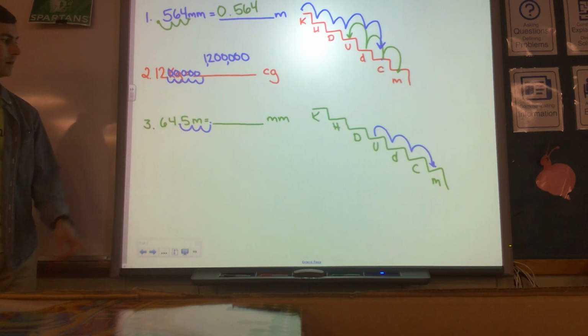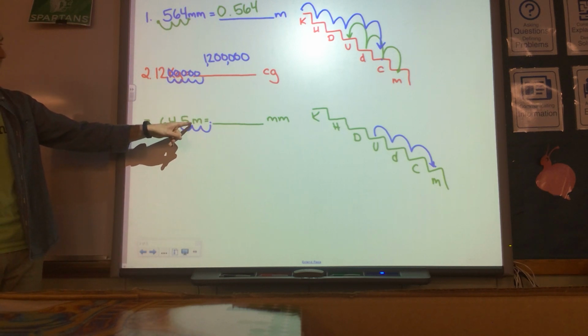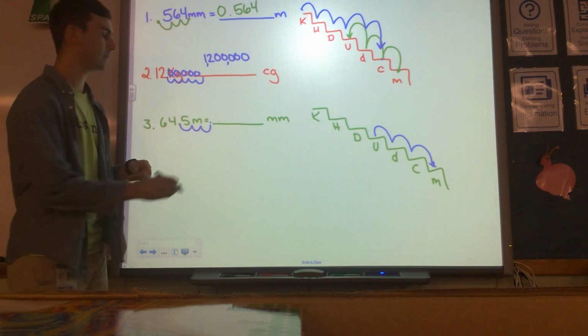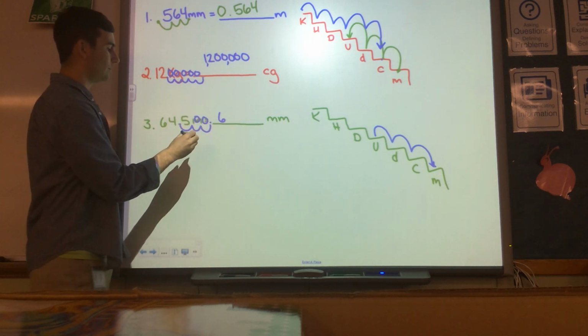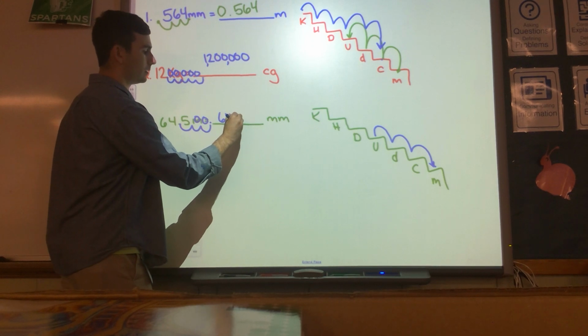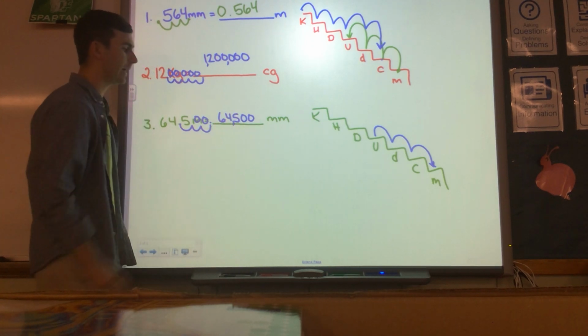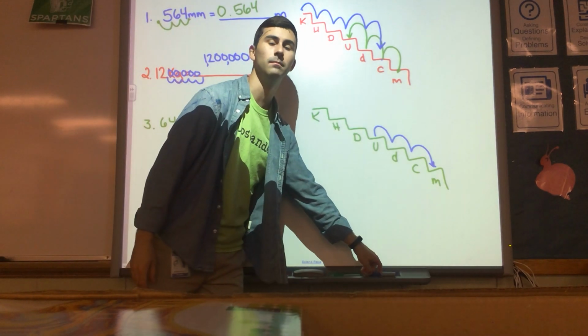There's my new point. Remember, we skipped over the 5, but we get to fill in these empty spaces with zeros. So 64.5 meters is going to equal 64,500 millimeters.